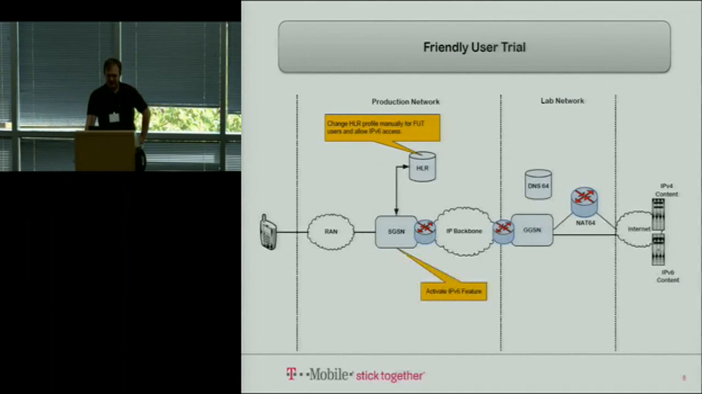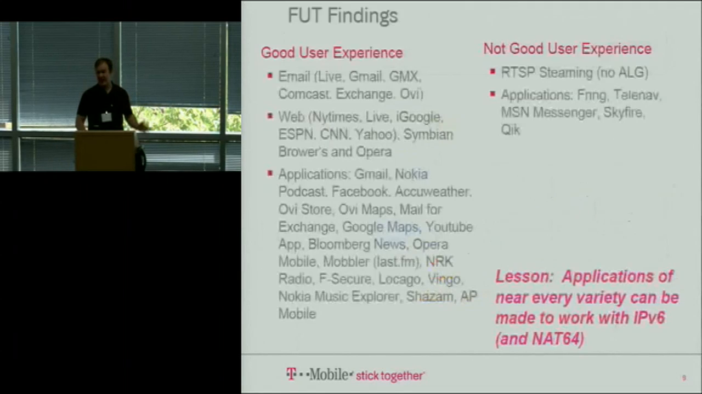There's the database that authenticates you, which has to say you can do IPv6. The feature has to be turned on in your SGSN. Everything else is the same. The lab network is the GGSN, the NAT64, DNS64, that's all in my control. So it really is pretty easy from an access network perspective to roll this out nationally. And in fact, it has been rolled out nationally.